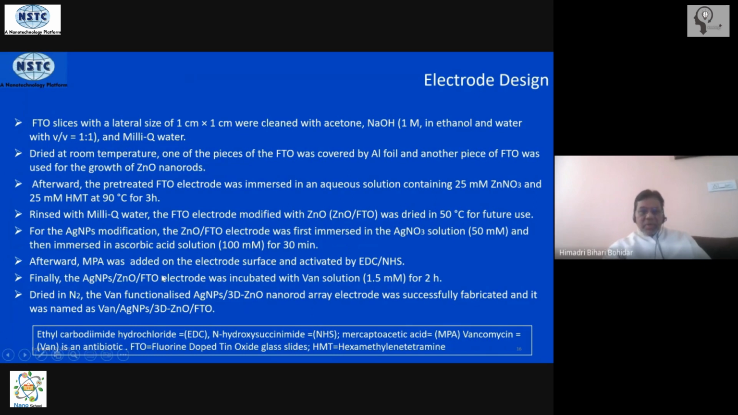After that, you incubate it in this antimicrobial solution, written as VAN here, at a certain concentration for about 2 hours. Then you dry it in nitrogen, and now the electrode is ready with all the prerequisites sitting on its surface. So you have the antimicrobial agent there, you have silver nanoparticles there, the zinc oxide rod array is there, and the substrate is the fluorine doped tin oxide, FTO. So your working electrode is now ready for use.